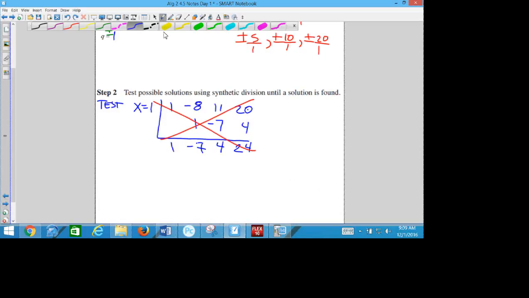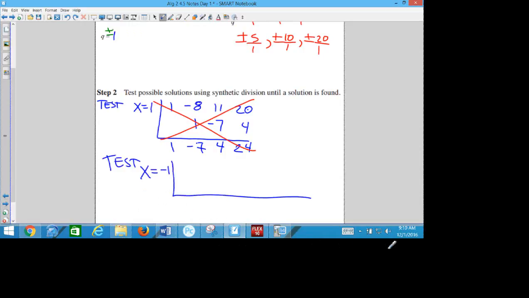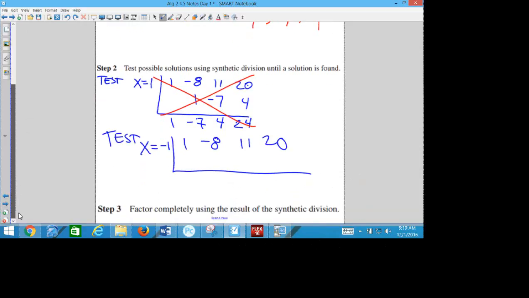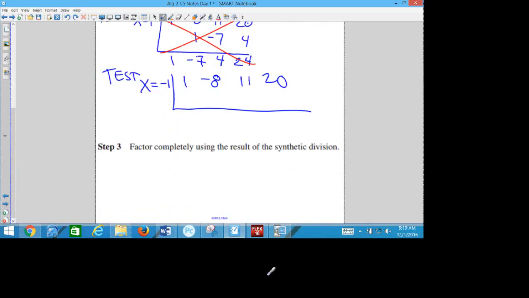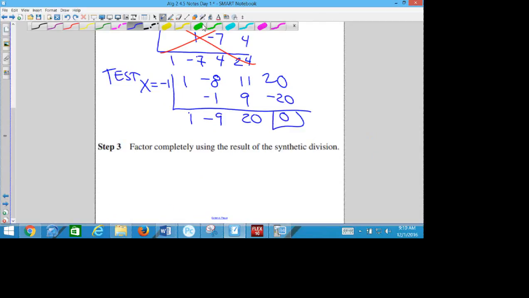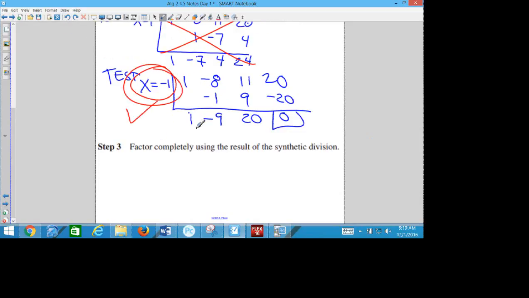What else can we test? -1. So I've got synthetic division again. 1, -1, -9, +9, 20, -20, 0. Is -1 a solution? Yes. All right, we've gotten one of our answers. Woo. That's one of our answers.